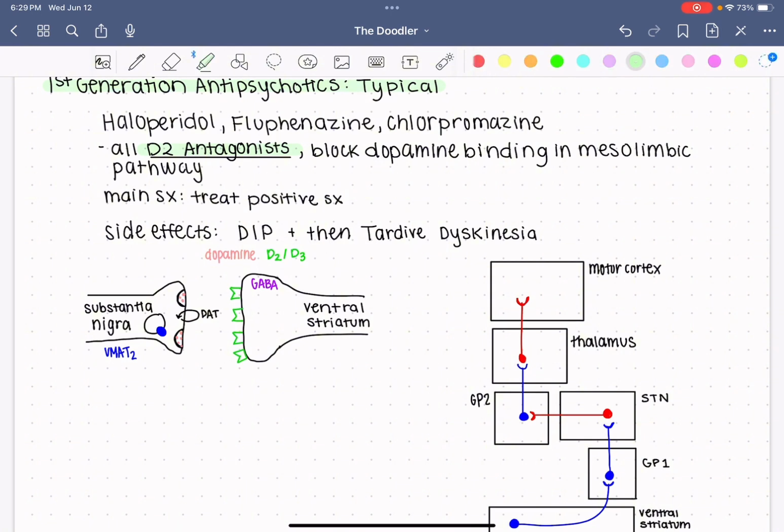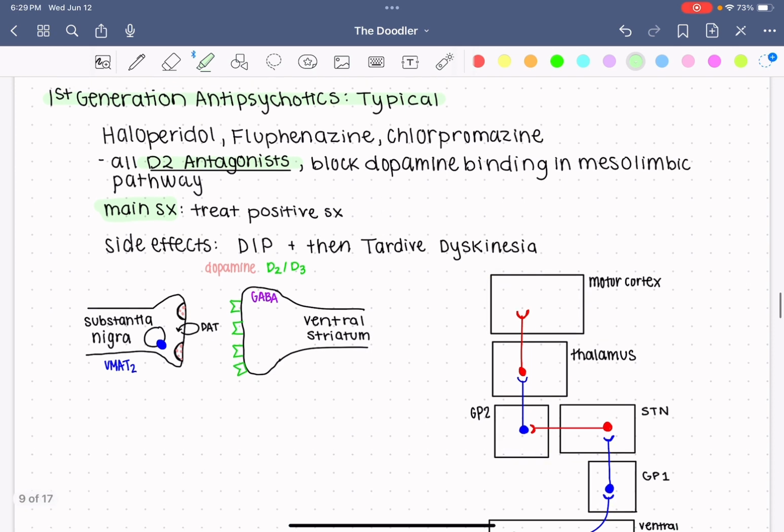And the main goal of these medications is to treat the positive symptoms associated with schizophrenia. So this includes stopping the delusions and hallucinations and anything else that is a positive symptom. And then some of the side effects that are most commonly noted are DIP, drug-induced parkinsonism, and then eventually tardive dyskinesia can occur if DIP is not addressed, or if the medication is taken over a long period of time. Let's go through why this happens.